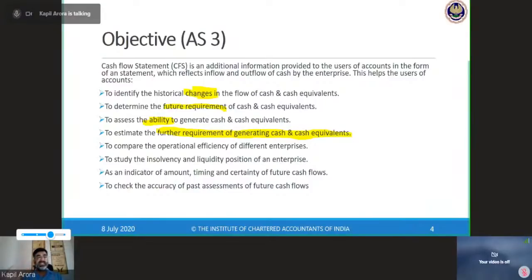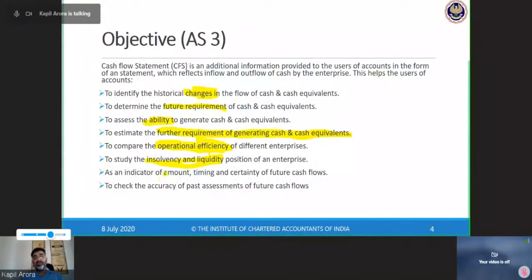For example, if you have deficiency in negative cash, which we have already discussed, we can compare the operational efficiencies of different enterprises. Now, when I compare, I mainly compare not the loan. Loan anybody can get. Assets anybody can sell. Basically, I want to compare whether my cash from operations is good enough as compared to my competitors or not. Then, to study liquidity and insolvency position, how liquid the company is, that's something we talk about.